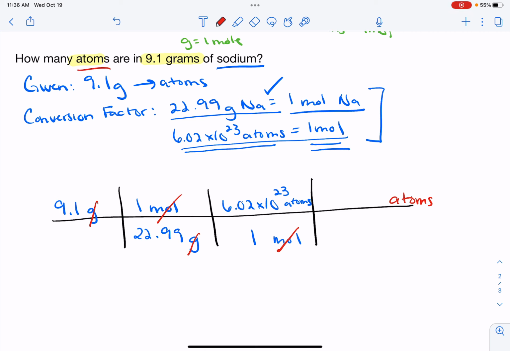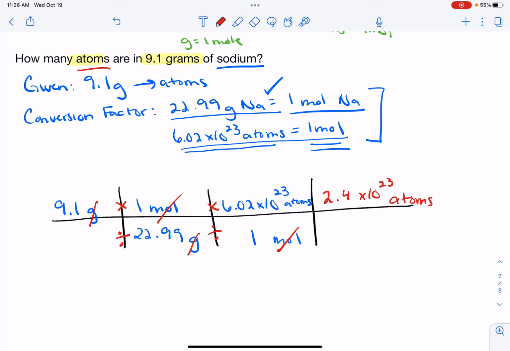So now I'm going to put this in my calculator. I'm going to multiply across the top and divide by the bottom, and I'm going to put this all in my calculator at once before hitting the equal sign. So I'm going to do 9.1 times 1, divided by 22.99, times parentheses 6.02, the exponent key, 23, close parentheses, divided by 1. And you should get 2.4 times 10 to the 23rd atoms. And that, again, is going to be my final answer.